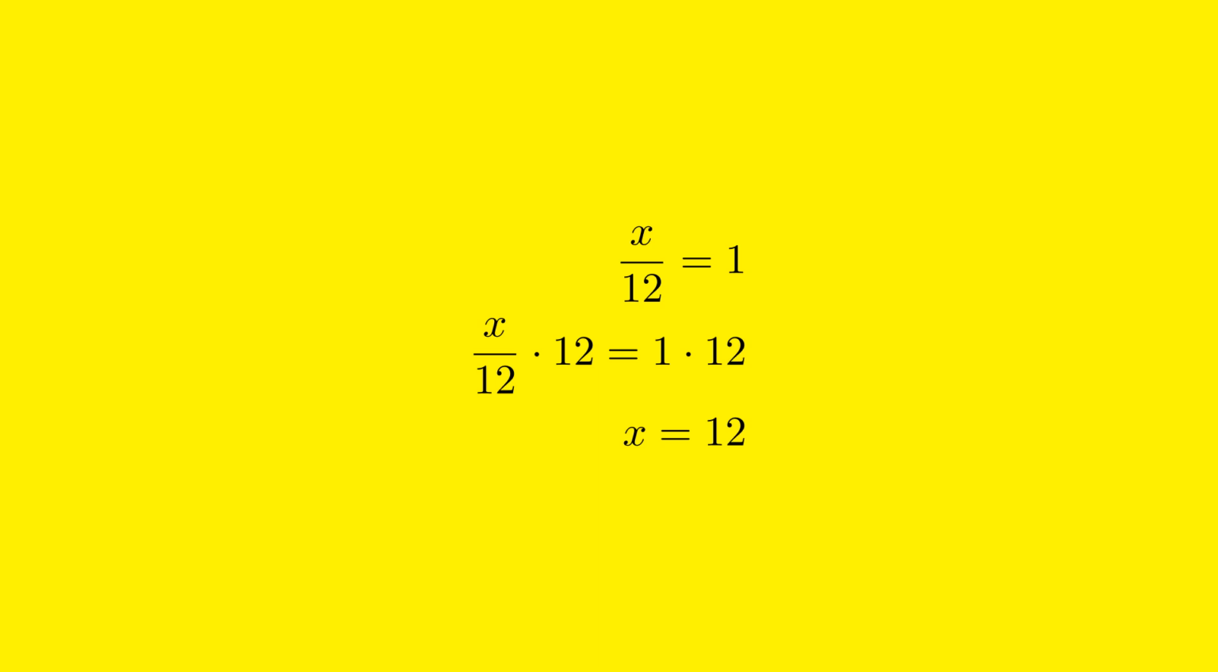To recap, multiplying both sides by 12 cancels out the division by 12, leaving us with x equals 12. Therefore, the value of x is 12. This is the final step.